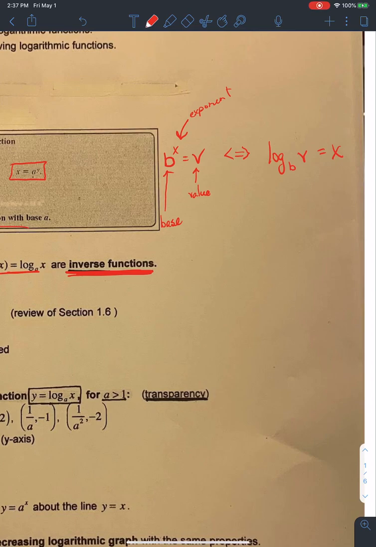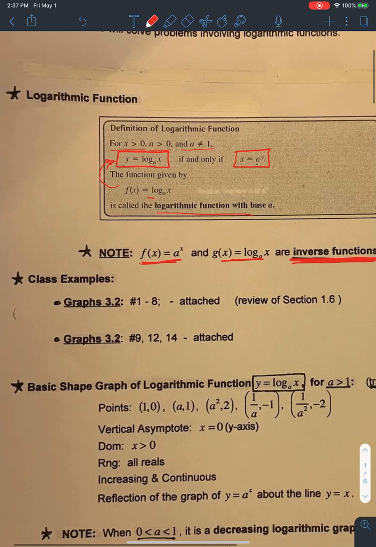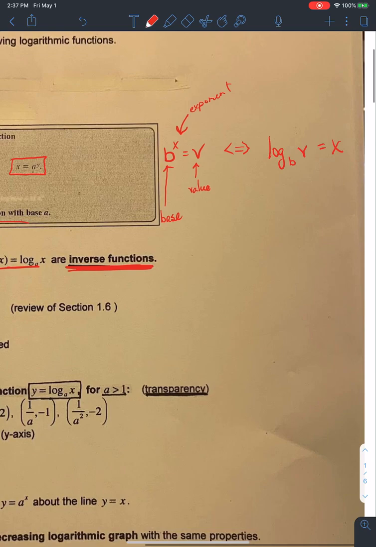Okay, so you're going to see this pop up again later, but this is kind of my mnemonic device to help me remember what goes where. So b for base, x for exponent, v for value. When we read a log, we always say, for instance, this is log base a of x, so this would be log base b of v. That way that gives me a chance to remember what goes where when I'm rewriting and converting one from another.